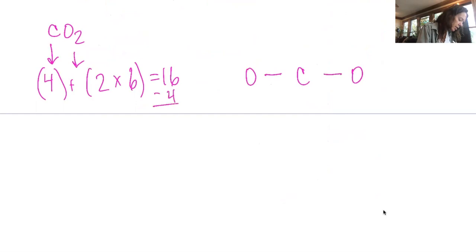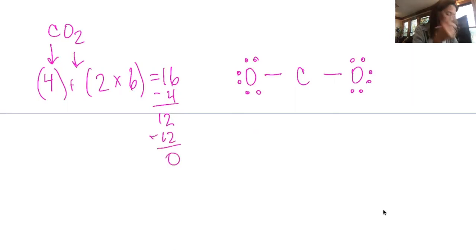All right, we have 16. There are 12 left over. Always take this approach: I'm going to fix my outer edges first. 2, 4, 6, 8, 10, 12. I just did 16 minus 4 is 12. I'm out of electrons.